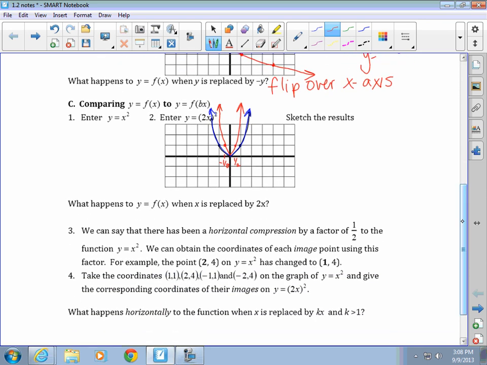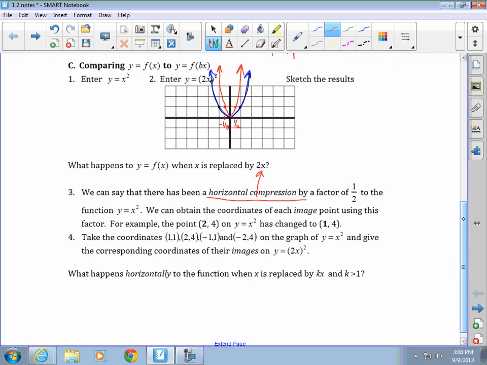The bigger that value is, the narrower your graph is going to be. We call it a B in here. So it says what happens when we replace the x with a 2x. Well, it does what we call a horizontal compression. That graph was squeezed together, made skinnier by a factor of 1/2, and you can see that it's half as wide as our original graph.